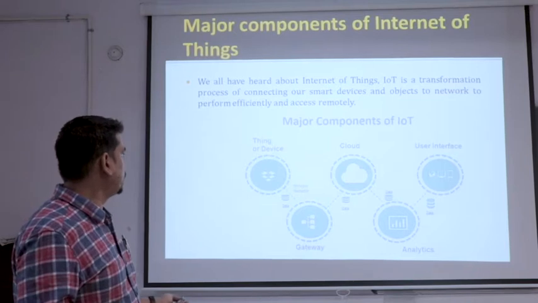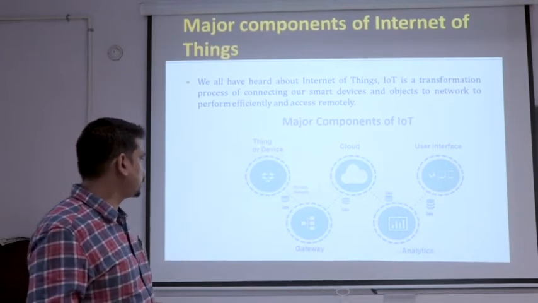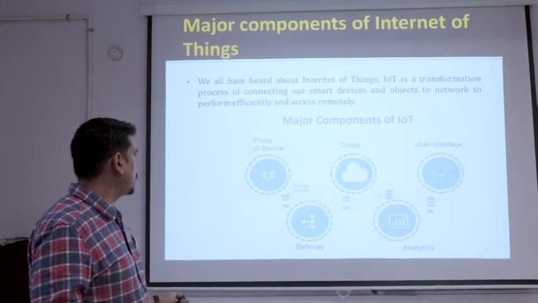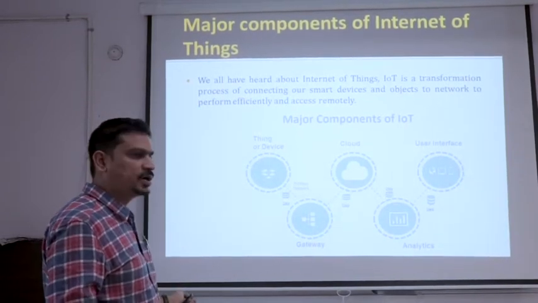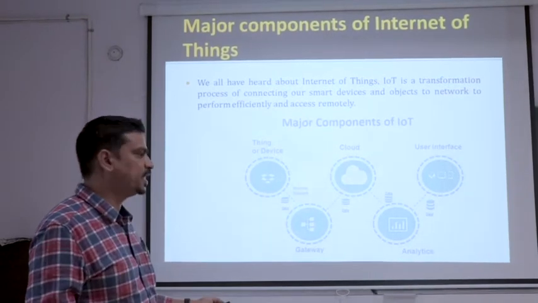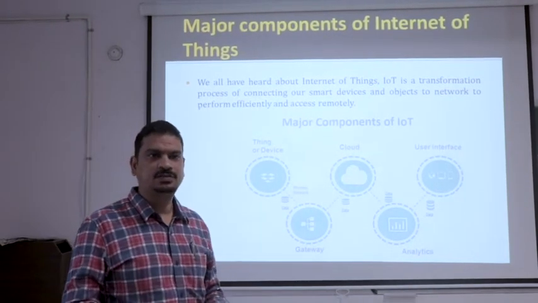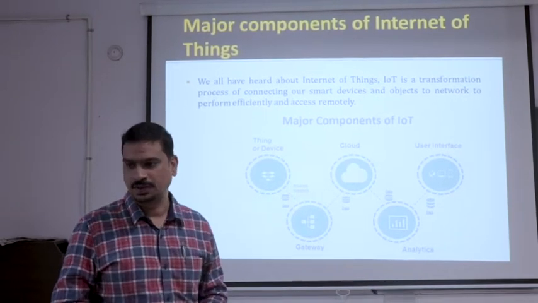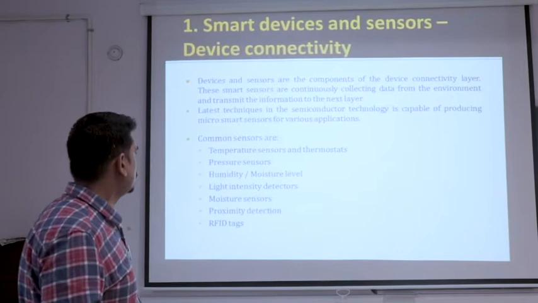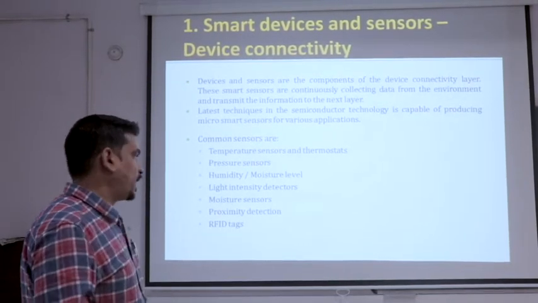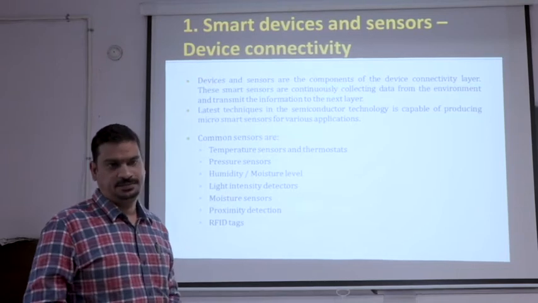So there are 5 major components in IoT. The first component is things or devices. Second is gateway, cloud, analytics, and user interface. Let's see one by one the importance of all those components. So the first is smart devices and sensors and their device connectivity.